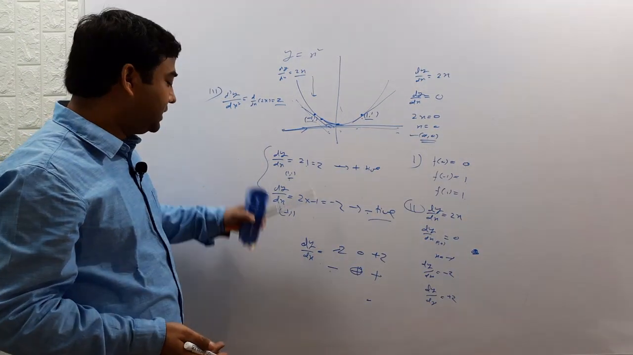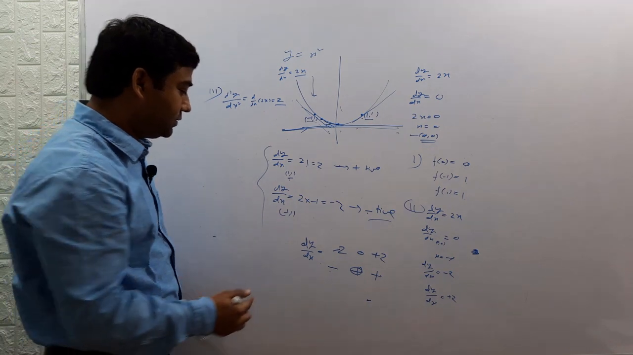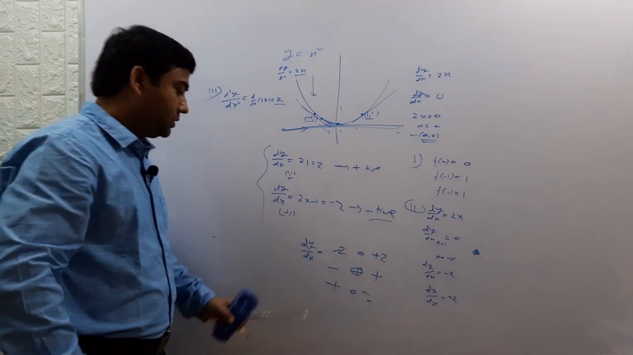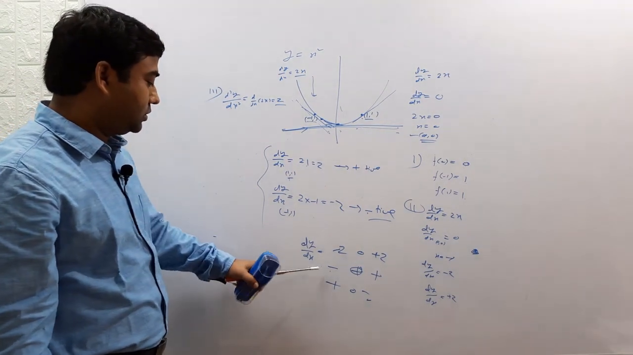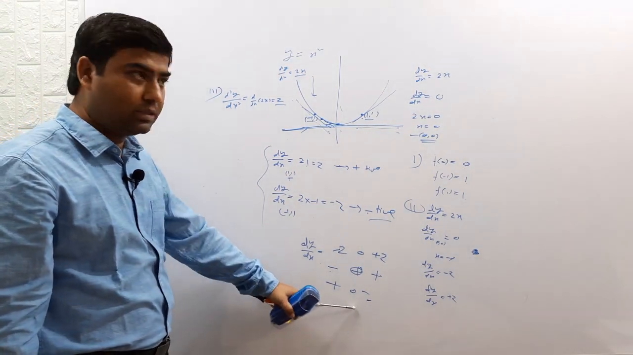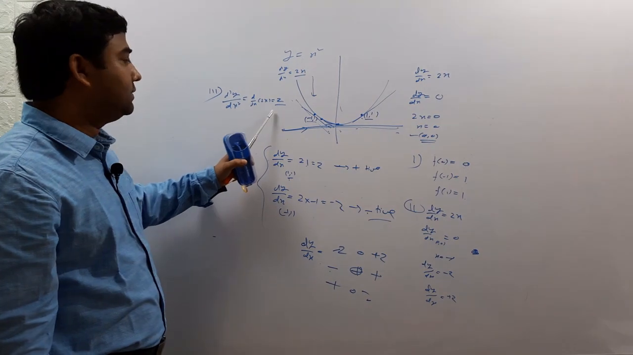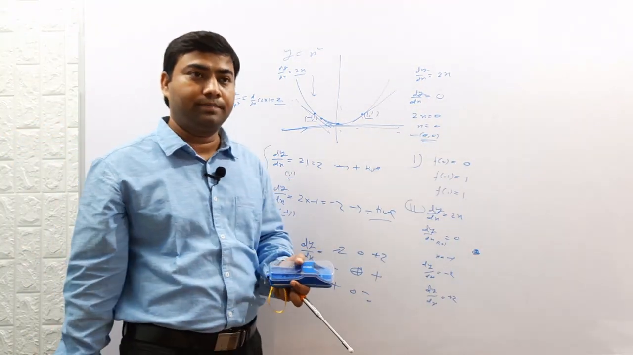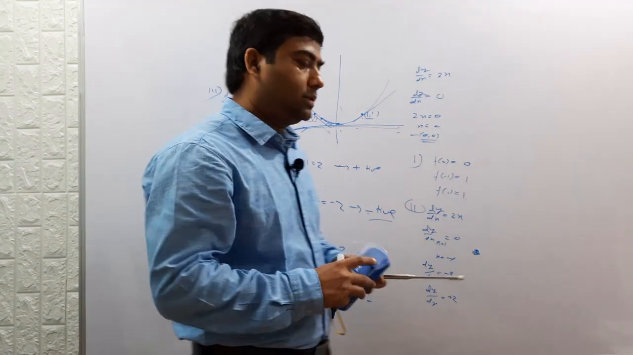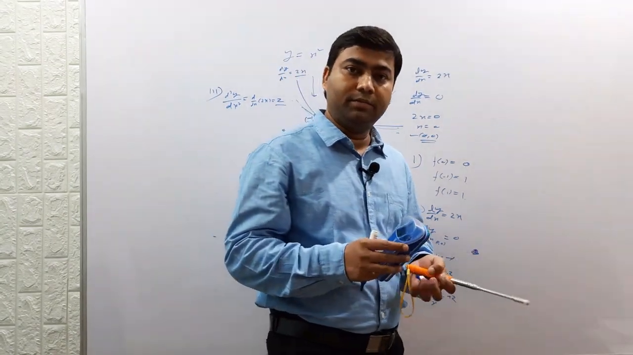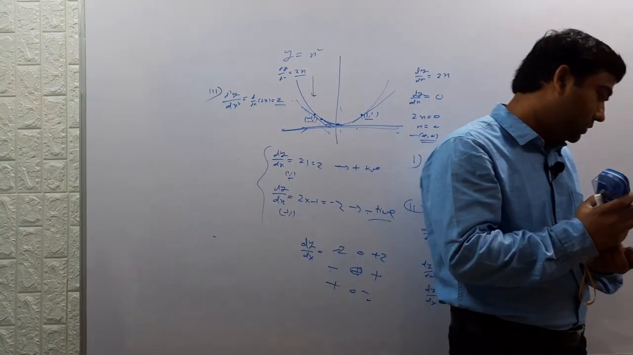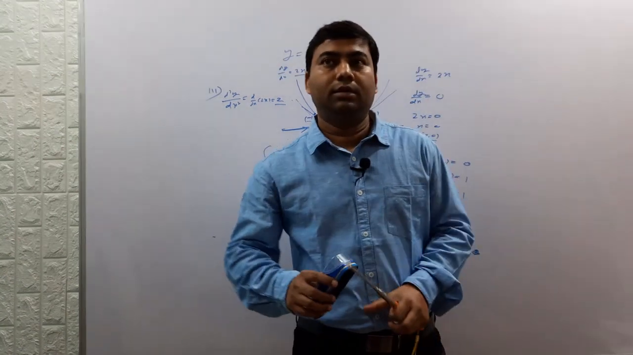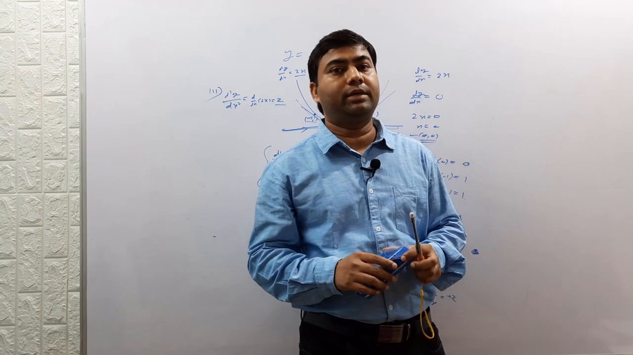If it was negative, then it would be plus 0 minus. So the first derivative is a decreasing function. In that case, the second derivative will be negative, and that will be the case for maxima. So this is all about maxima and minima. This much is sufficient to understand maxima and minima.